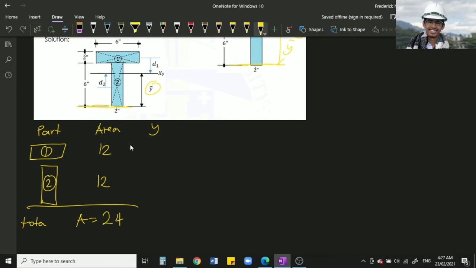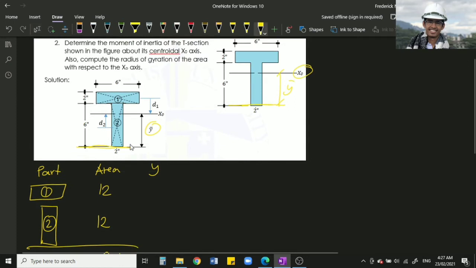So, for y ng individual parts, yung nasa taas muna, first part, that will be 6 inch plus, dito sa gitna yung kanyang centroid, so that will be 6 plus 1, no? So yung gitna lang, that will be 2 divided by 2, so 1, so that will be 6 plus 1, so 7. And for the second part, dito yung centroid niya, no? So yung magiging distance nito will be 6 divided by 2, so that will be 3.